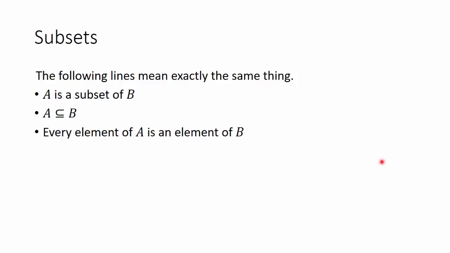Now I want to move on to the topic of subsets. The following lines mean exactly the same thing. A is a subset of B. That means exactly the same thing as this symbolic notation, which looks like A and a sideways U with an underline, B, which means exactly the same thing as every element of A is an element of B. Now, if every element of A is an element of B, the collection B is at least as large as the collection A, right? That's exactly the idea that we want to capture by saying that A is a subset of B.